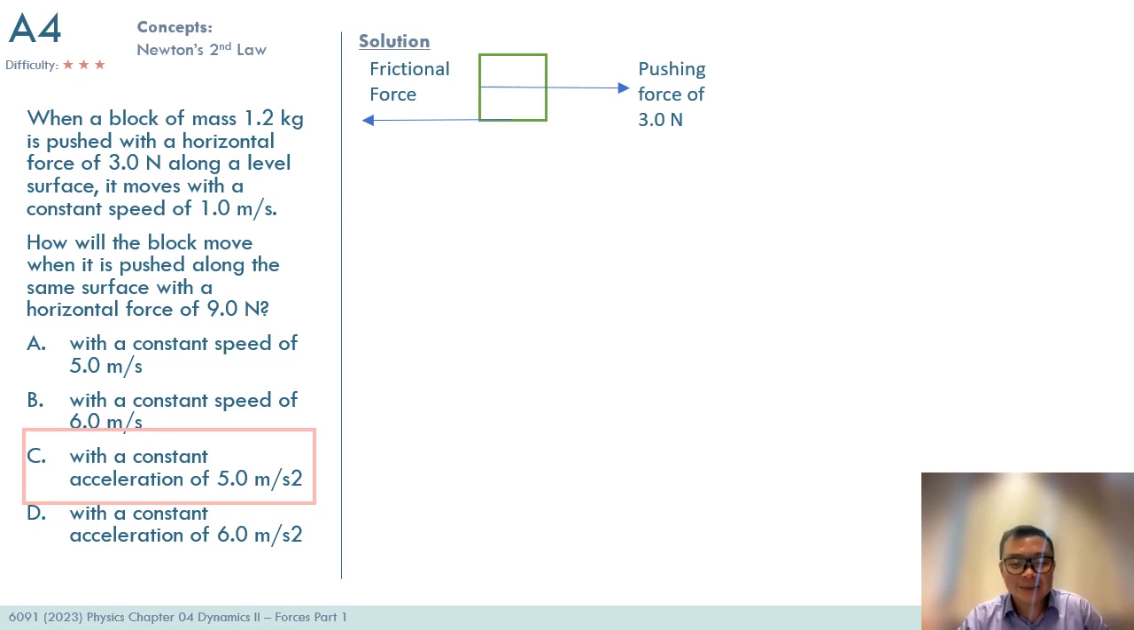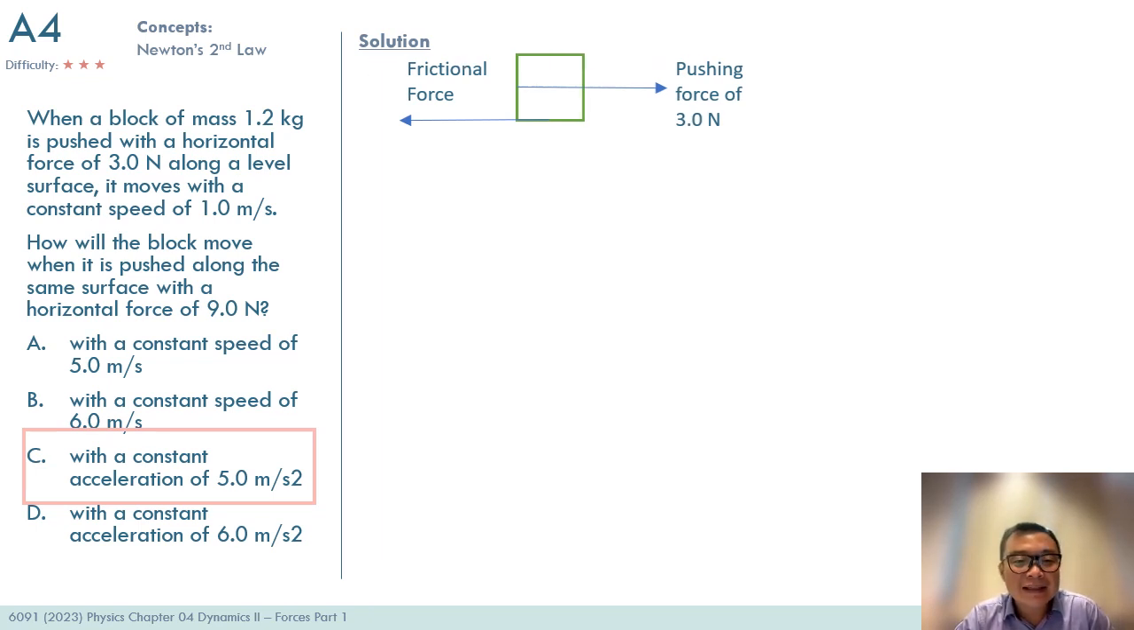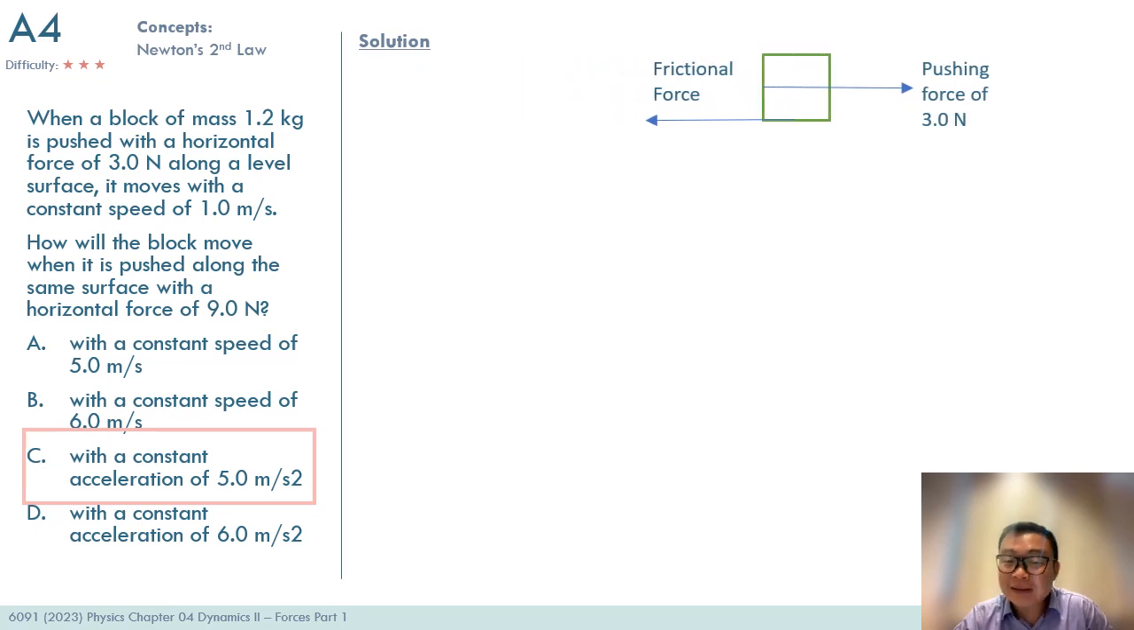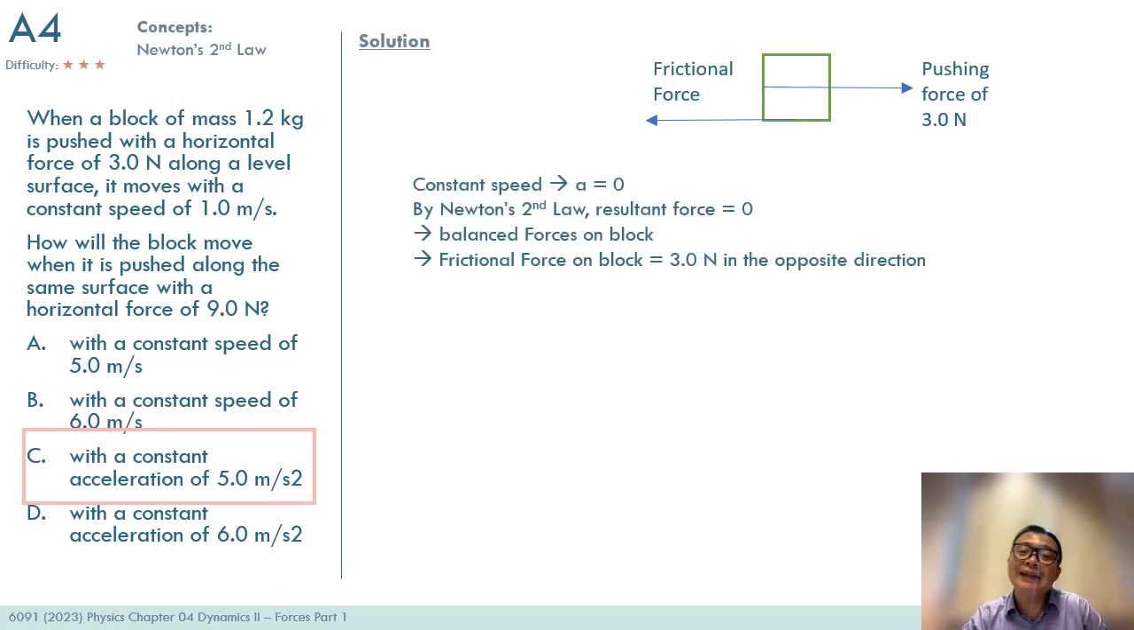And as per our strategy, we will first look at the first scenario, constant velocity with a pushing force of 3 newtons and a frictional force. Constant velocity means that there is no acceleration, and by Newton's second law, this must mean that the resultant force is 0. There is balanced forces. This allows us to get the value of the frictional force very easily. It's the same value, 3 newtons, in the opposite direction.